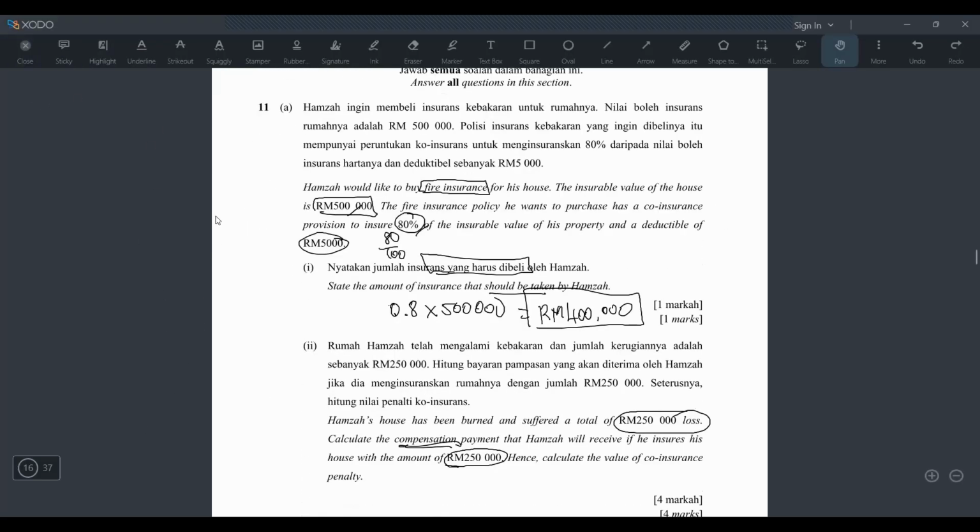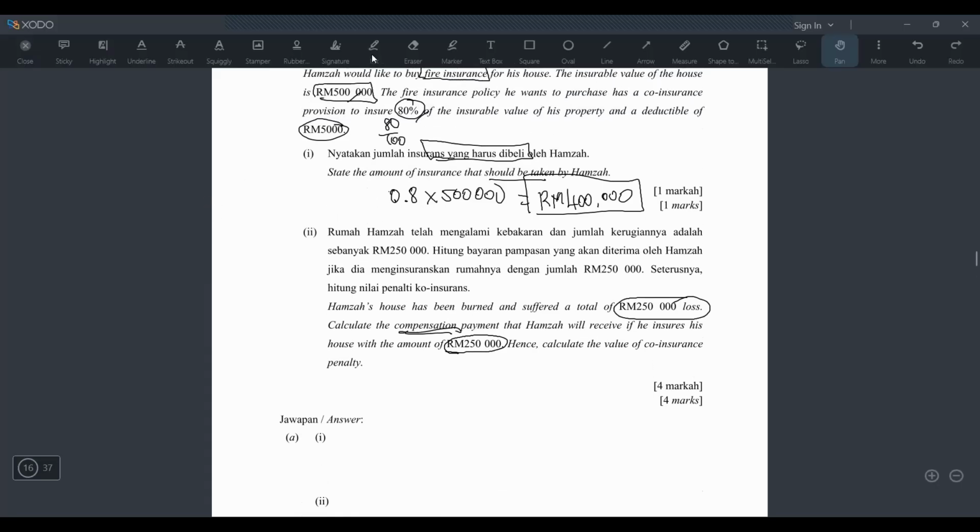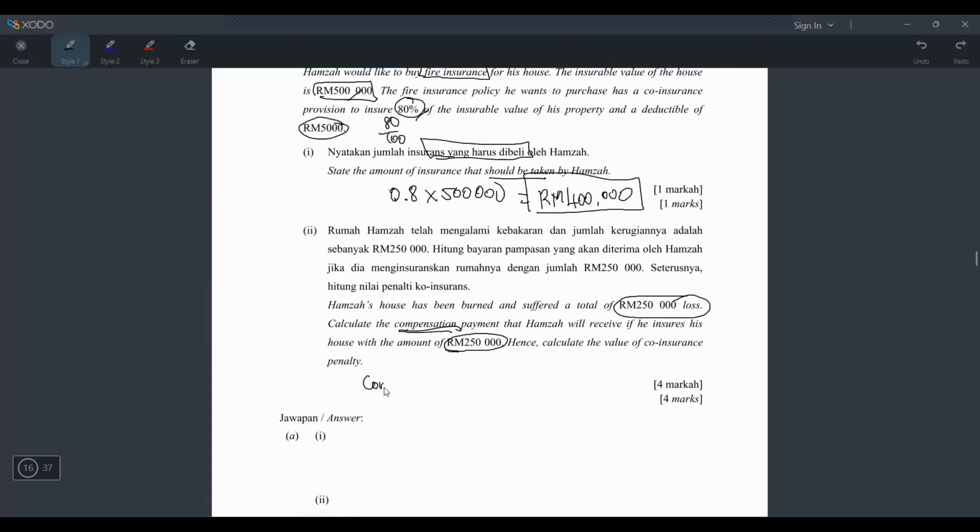That's the formula. Okay. So the formula we do now is what? Get the compensation. You can call it bayaran pampasan in Bahasa Melayu. So it will be the small value, which is 250,000. This is the sudah dibeli one. But you have to divide by the bigger value, which is the required. Yang harus dibeli ini, tapi dia beli ini saja. And then times with loss. What is the loss? Oh, the loss also 250,000.